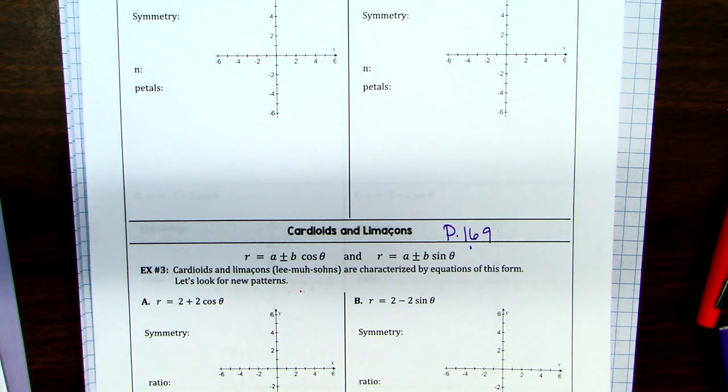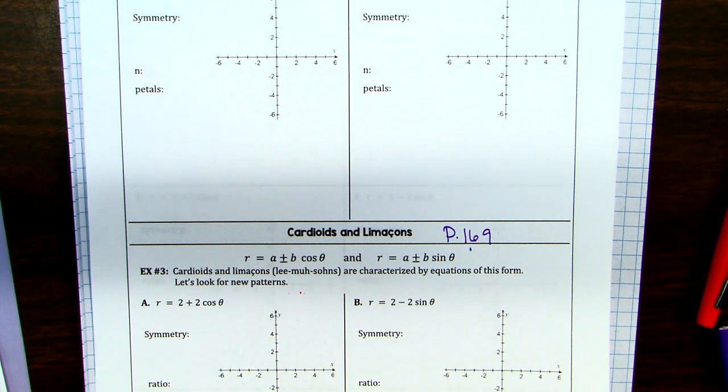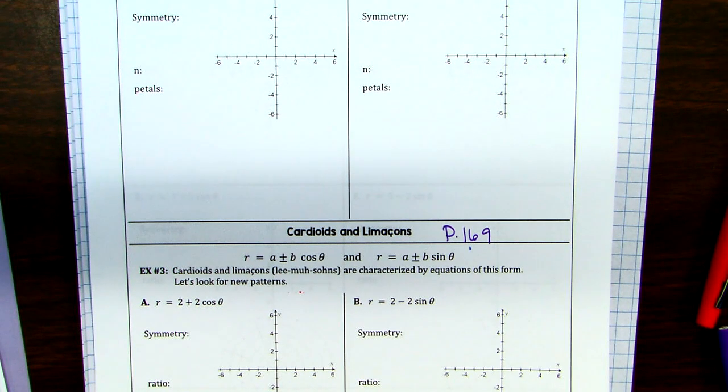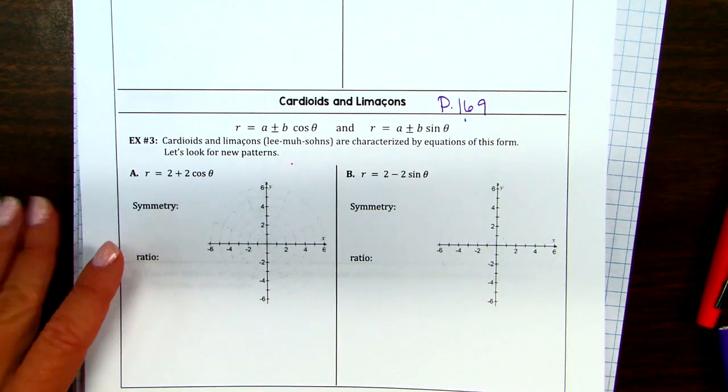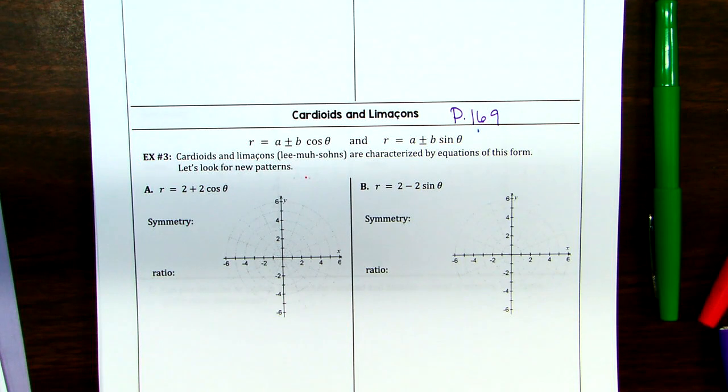So the next page is page 168, but we're not doing that page today. Save it for tomorrow. That'll be the first page tomorrow. We're actually going toward the bottom of page 169. So today you're going to learn all the different types of graphs. We just did circles, and now we're going to do cardioids and limacons. Tomorrow we'll do rose curves, which look like flowers.